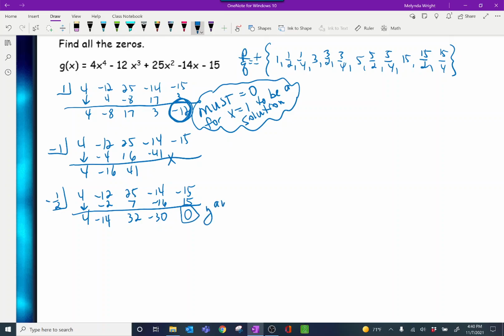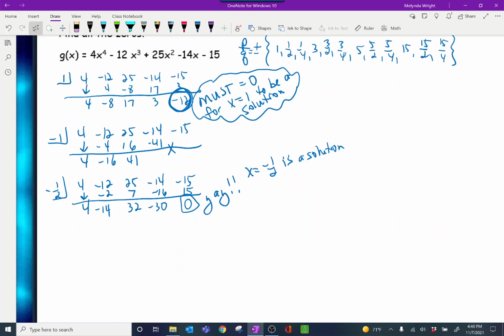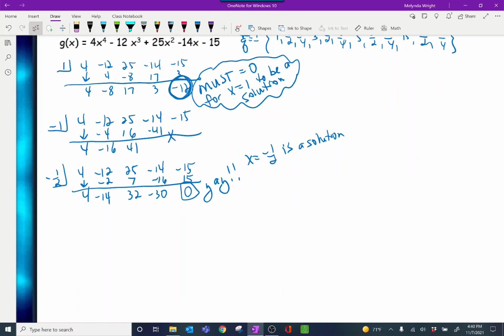Yay! This means that x equals negative 1/2 is a solution for this particular problem. Whew, great. So now what happens when we find a solution? What do we do then? Well, we have a couple of options.